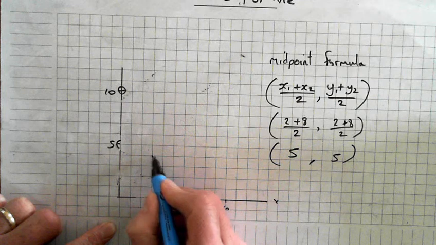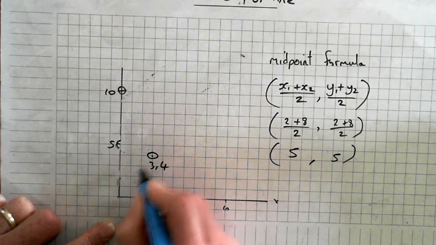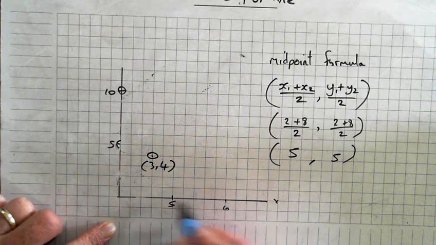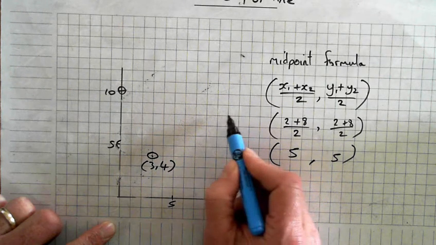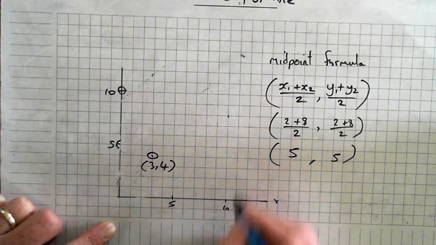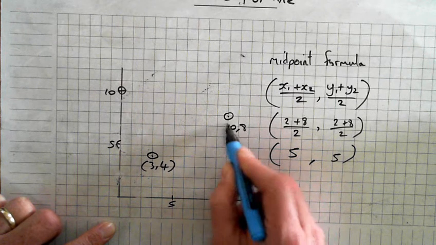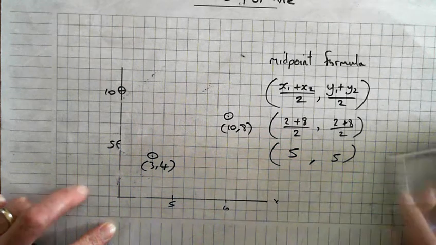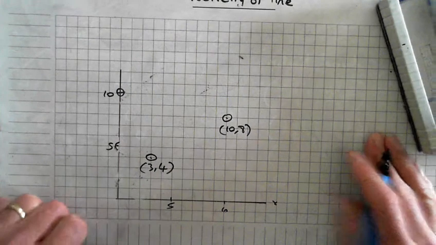Is that the last one? Yeah. We'll do it the long way now and we'll do it the short way. So 3, 4 and, sorry, that's 10, 8. Alright, we'll do it the quick way. Quick way of getting the midpoint.